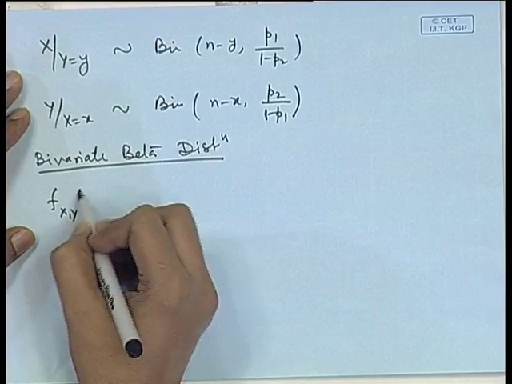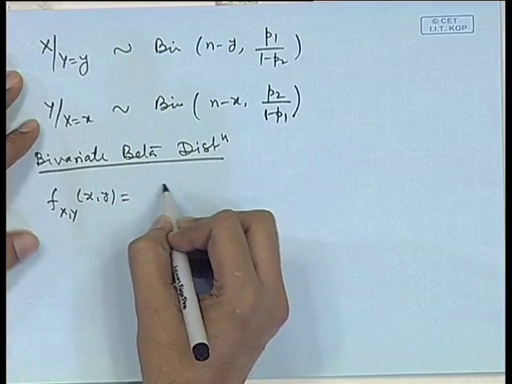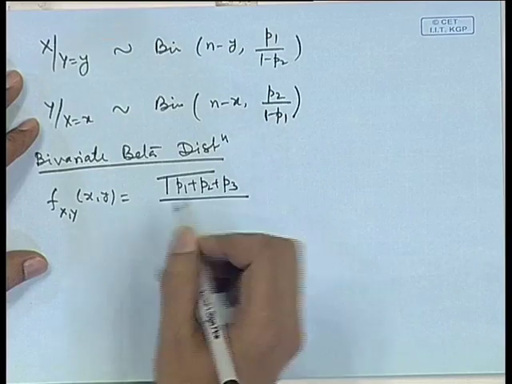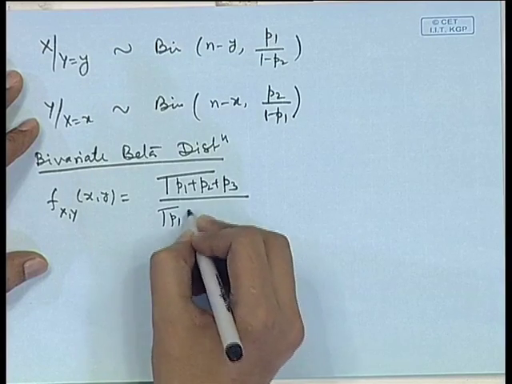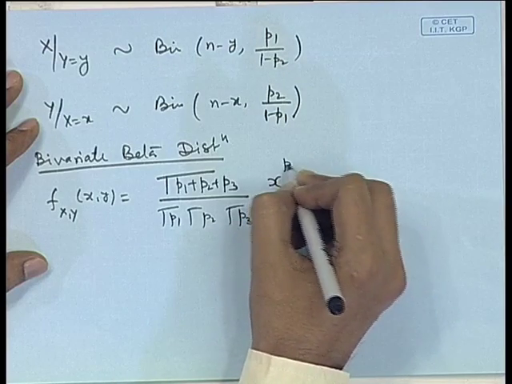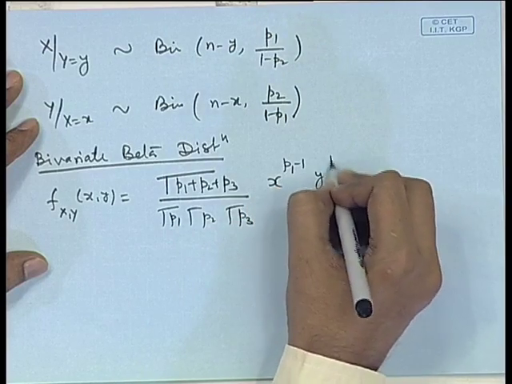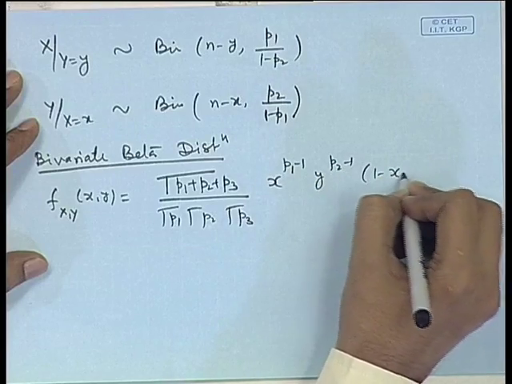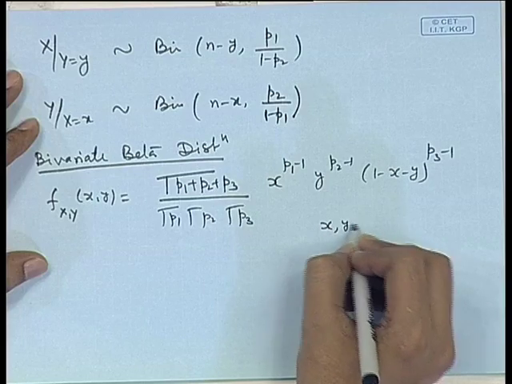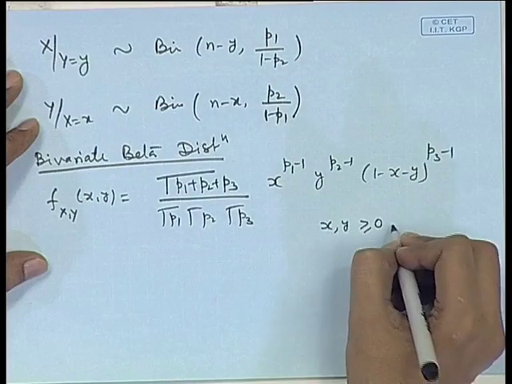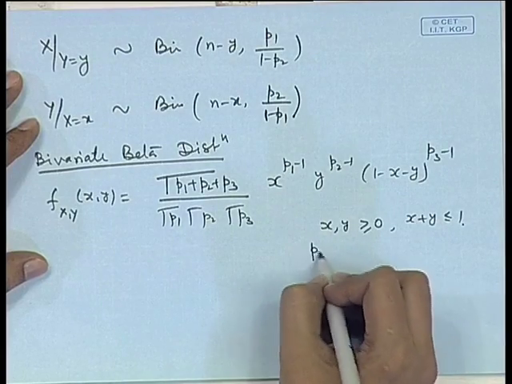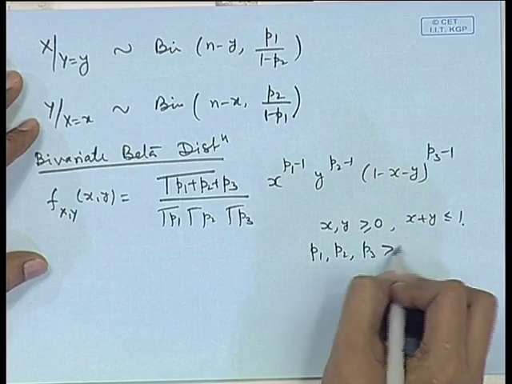F(x, y) is defined as Gamma(p1 + p2 + p3) divided by Gamma(p1) Gamma(p2) Gamma(p3), times x to the power p1 minus 1, y to the power p2 minus 1, (1 minus x minus y) to the power p3 minus 1, where x and y are greater than or equal to 0 and x plus y is less than or equal to 1. p1, p2, p3 must be positive.